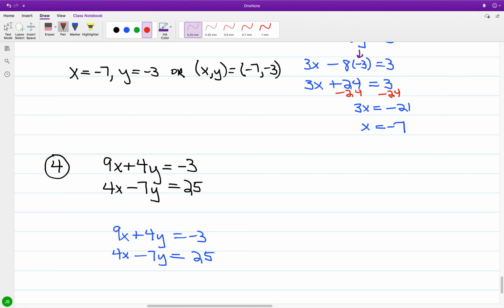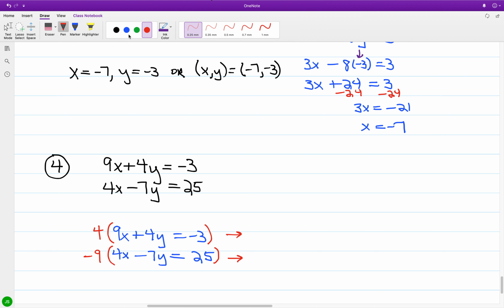Now the smallest number that both 9 and 4 go into is 36. So I can make one of these terms 36x, and to create elimination, I can make the other x term negative 36x. So what I'll do here is make the 9x a 36x by multiplying the first equation by 4, and make the 4x a negative 36x by multiplying the second equation by negative 9.